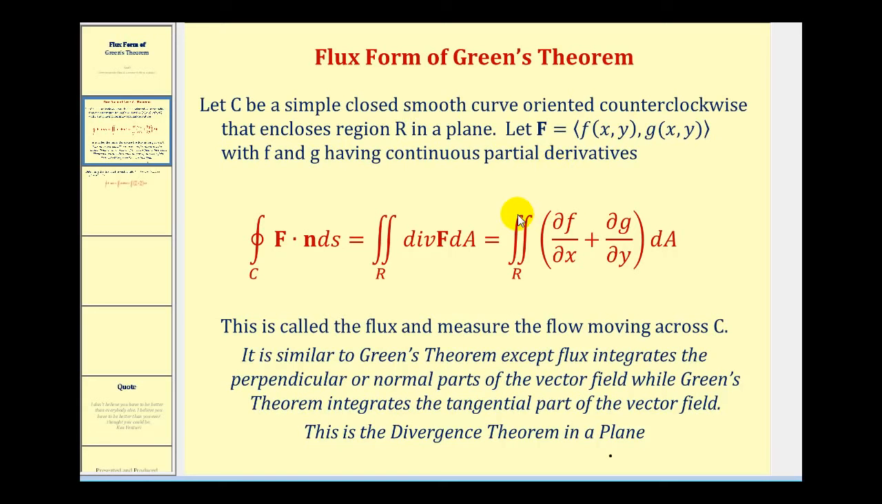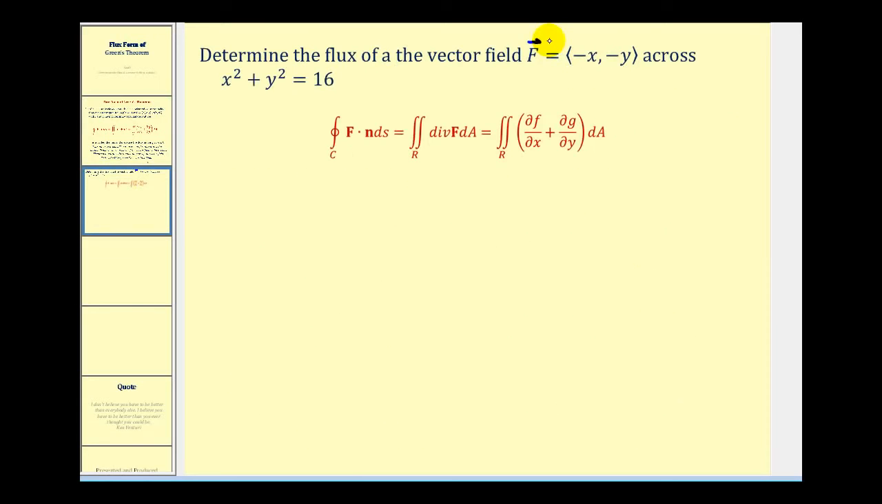Let's go ahead and take a look at an example, and we'll also look at it graphically. Here we want to measure the flux of a vector field with components negative x, negative y across the circle x squared plus y squared equals 16, and here we'll assume the orientation is counterclockwise so that we satisfy the conditions needed to apply the flux form of Green's theorem. Let's go ahead and sketch our curve. So we have a circle with radius 4 and a counterclockwise orientation.